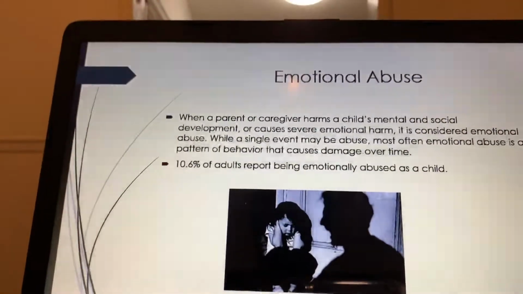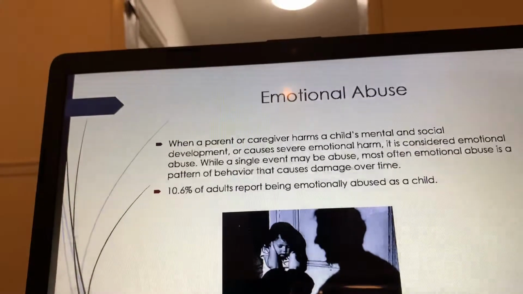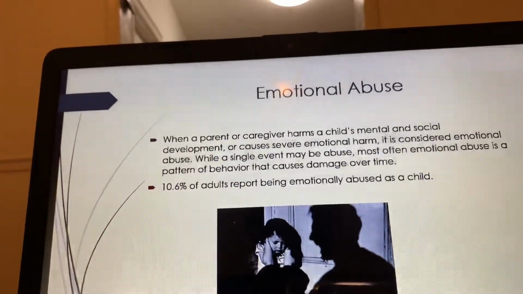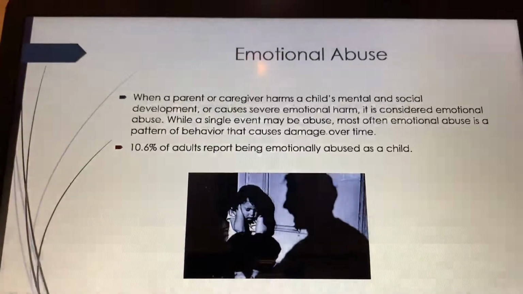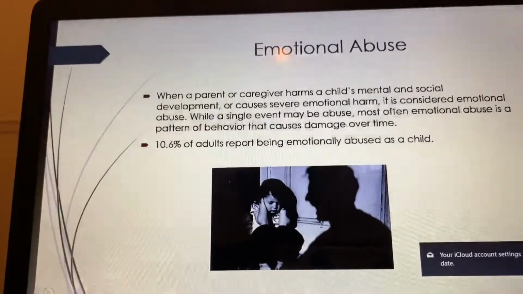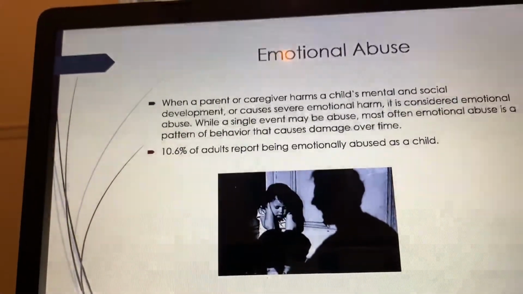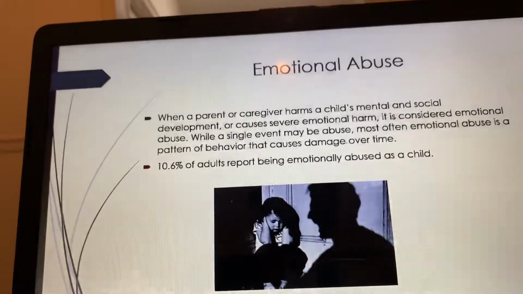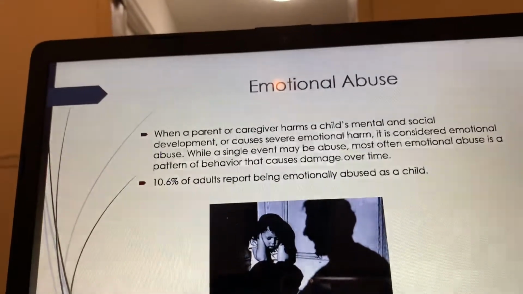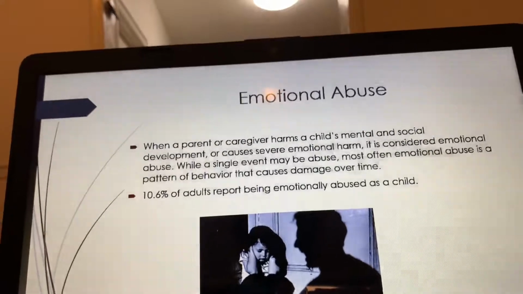Emotional abuse. This is a big one for me. I think that many times children are being abused emotionally and we don't see the signs until it's too late, when it's already so late that we have to take the child to a hospital or to a mental health facility. But emotional abuse is defined as when a parent or caregiver harms a child's mental and social development or causes severe emotional harm. While a single event may be an act of abuse, usually it happens as a pattern of behaviors that causes damage over time.